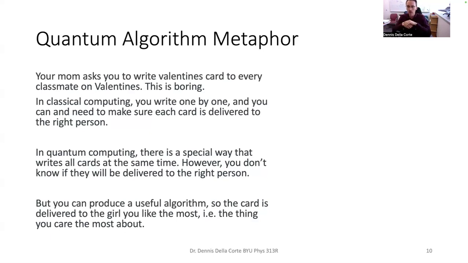If you think about it from a quantum perspective, you would say, well, instead of writing one card after the other, I'm just going to write all cards at once. And once I've written all of these cards, I distribute them. But if you do it that way, you can't be sure that the right person gets the right card. So the idea of a quantum algorithm is to change the odds so that by using this algorithm, you can make sure that the one card that matters most is delivered to the one person, the girl that you like the most, or just the thing that you care most about.